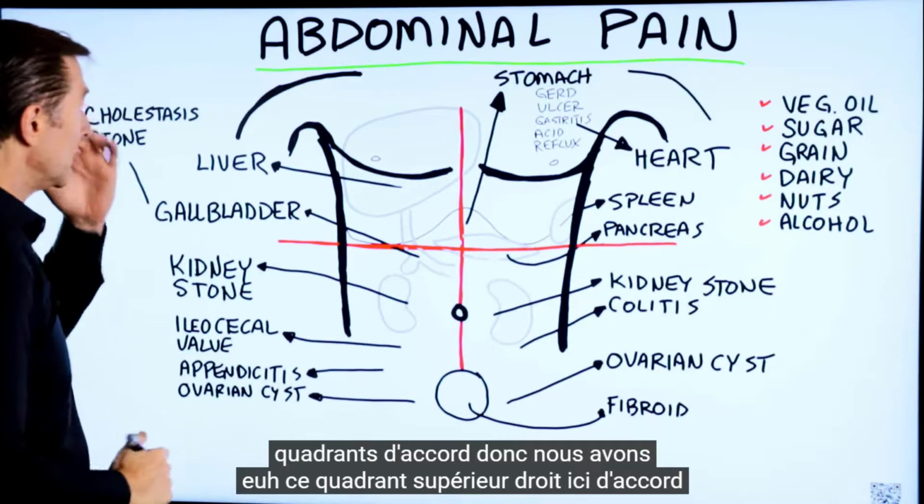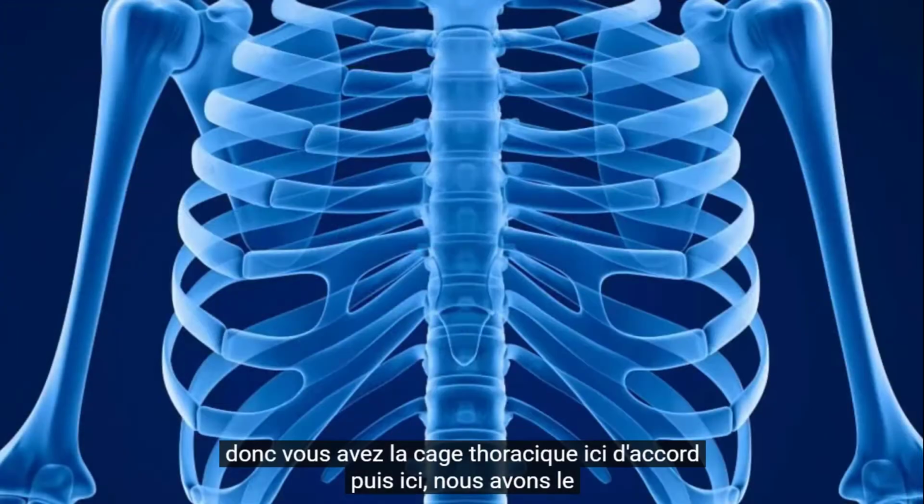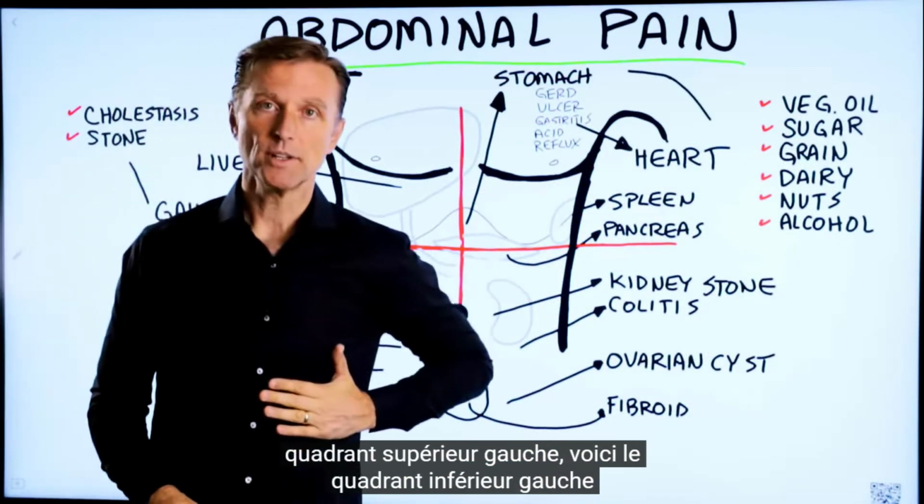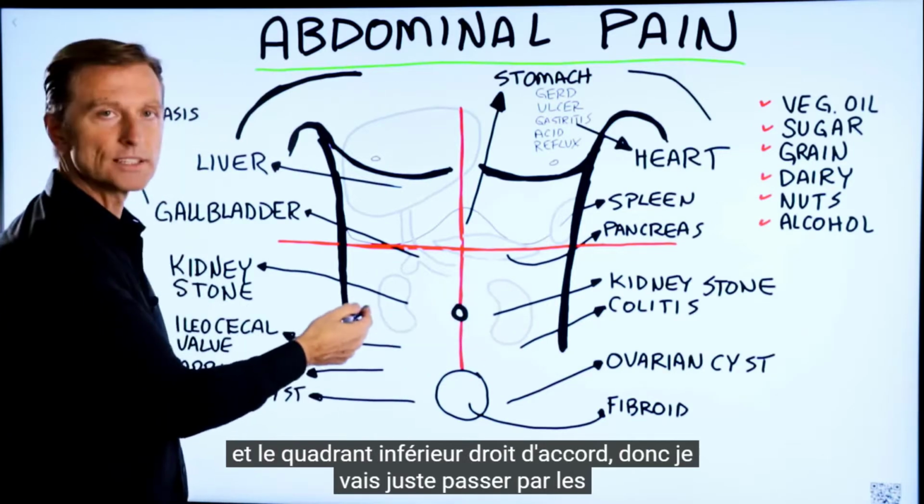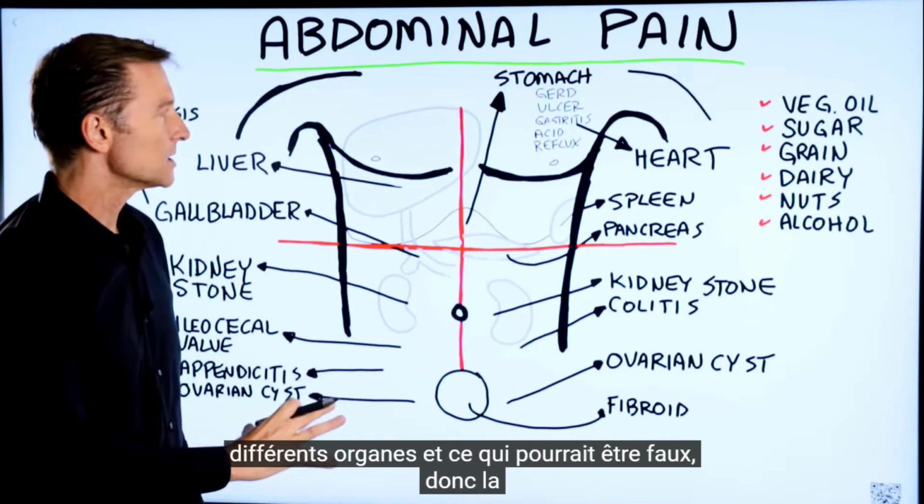Okay, so we have this right upper quadrant here. Okay, so you have the rib cage right here. Then over here we have the left upper quadrant. Here's the left lower quadrant and the right lower quadrant. Okay, so I'm just going to be going through the different organs and what could be wrong.